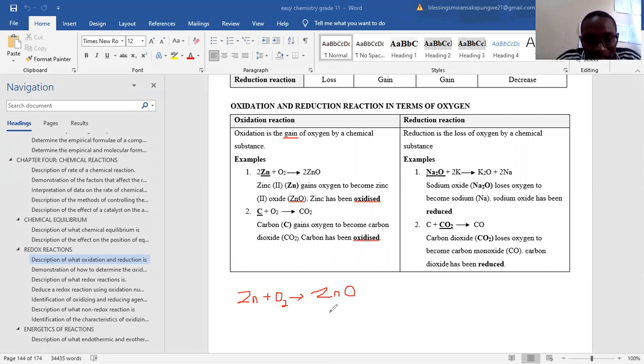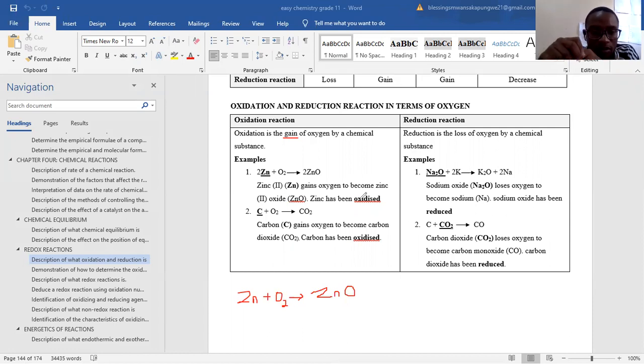In the statement there, we say zinc 2 gains oxygen to become zinc 2 oxide. So zinc has been oxidized. That is basically the terminology that we normally use. When you talk about oxidation of zinc, you're getting the oxygen and adding it to zinc, then you form zinc oxide. That reaction is called an oxidation reaction.